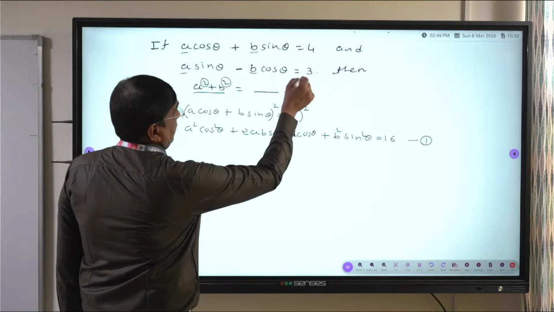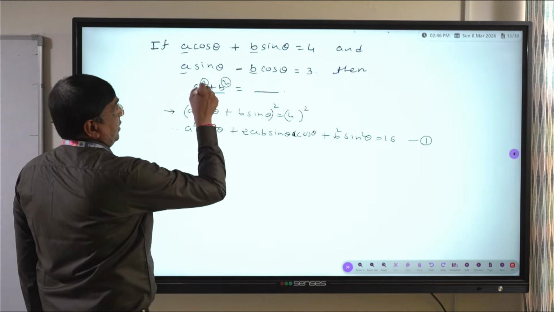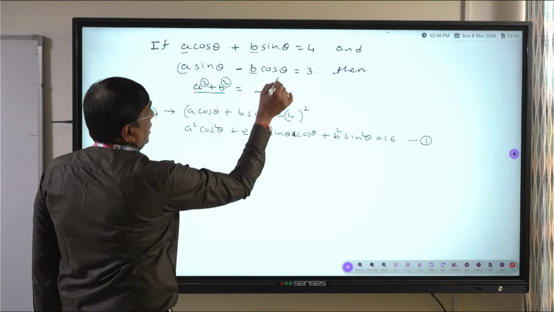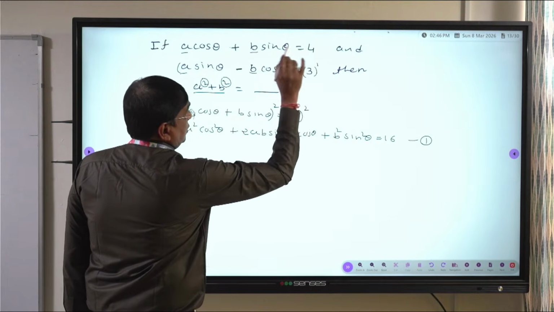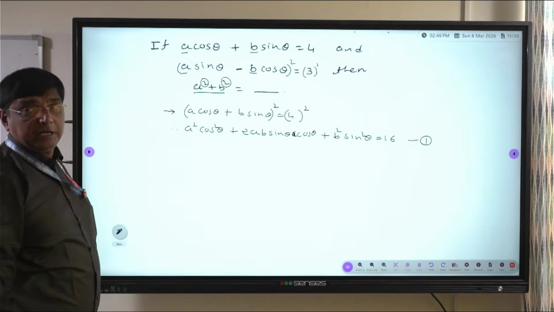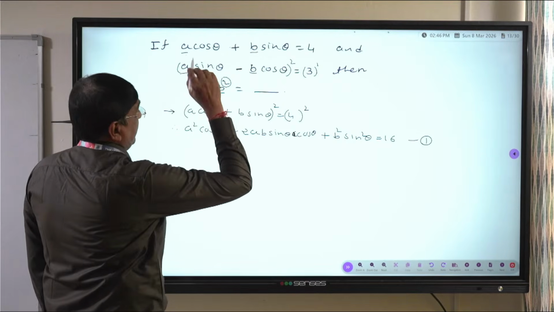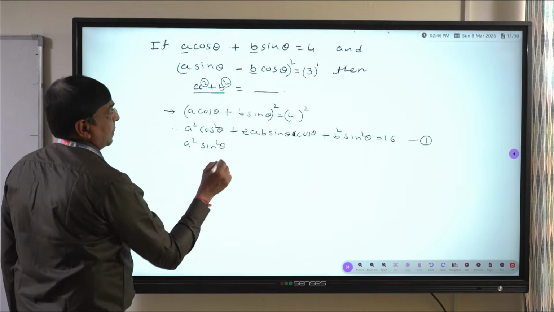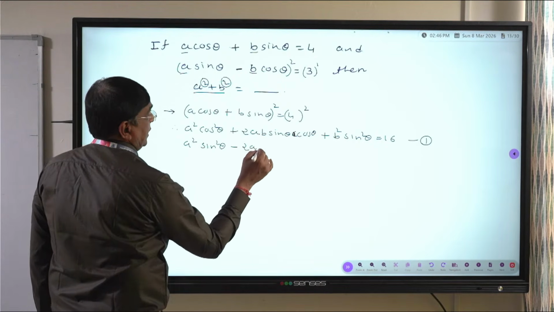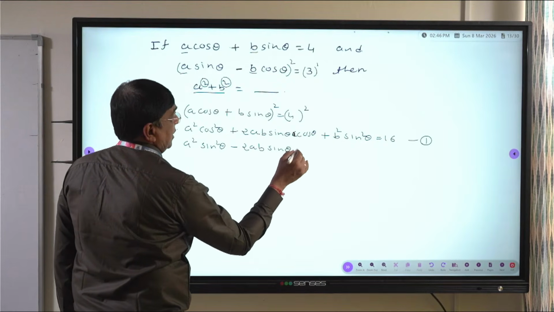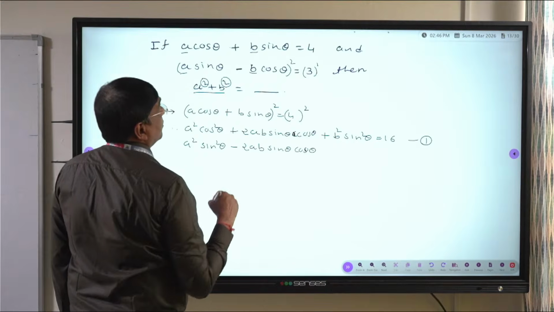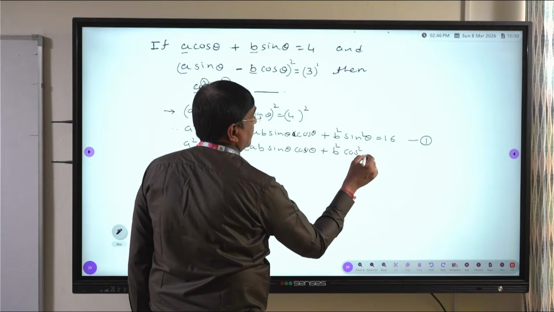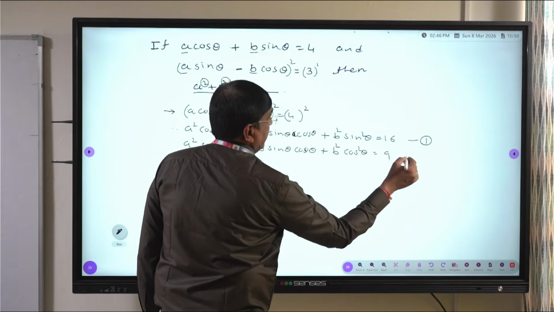Similarly, the second equation is given. Again we require A square plus B square, so taking square on both sides. I'm showing it here, taking square on both the sides. So directly writing the expansion like (A minus B) whole square. So it is A square sin square theta minus 2AB sin theta cos theta plus B square cos square theta equals 3 square, that is 9. Number 2.